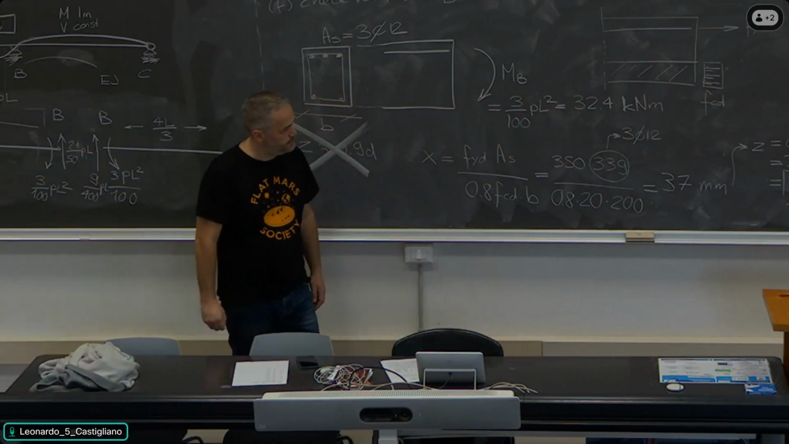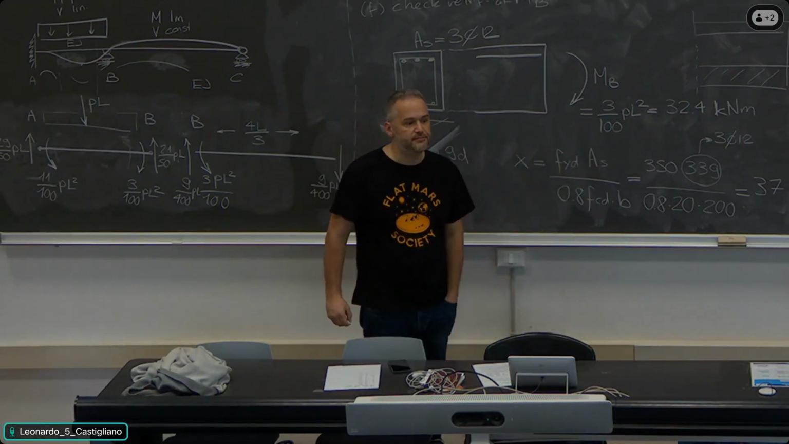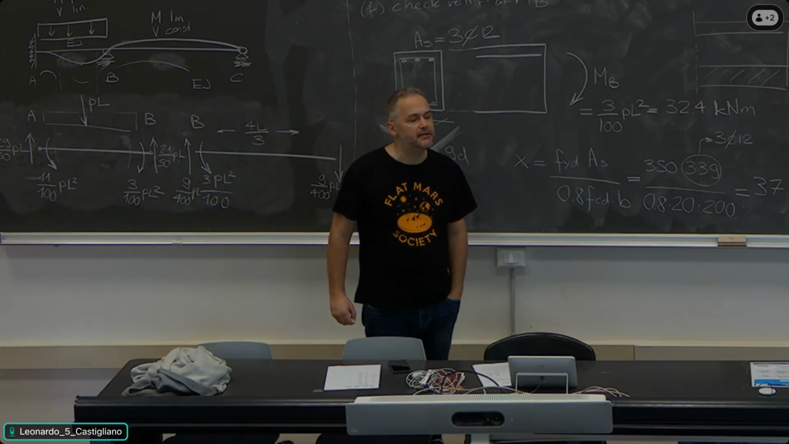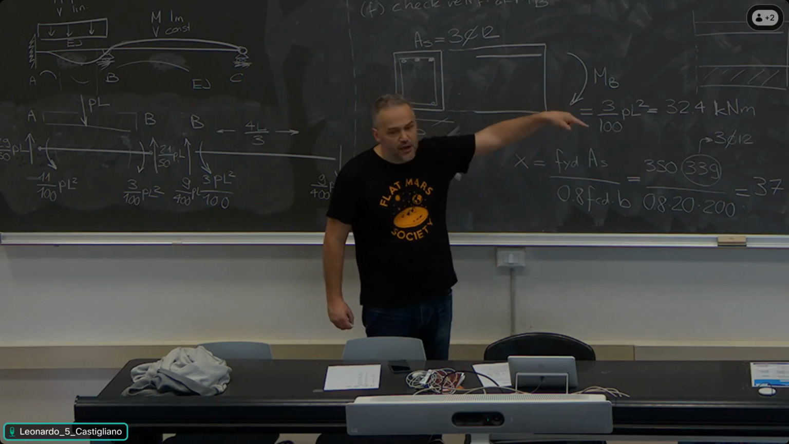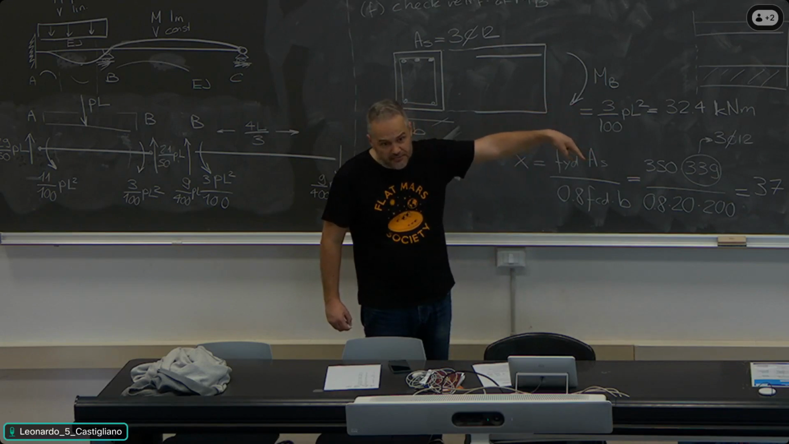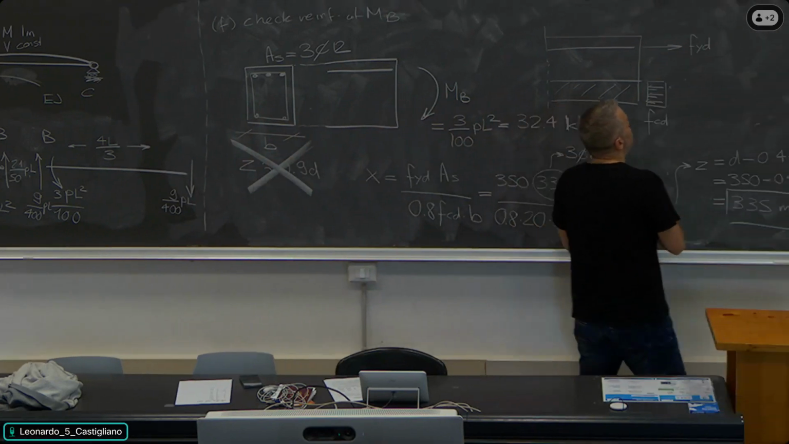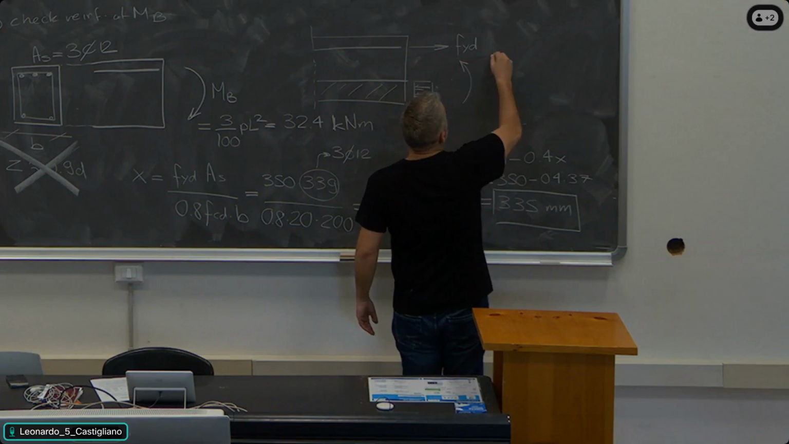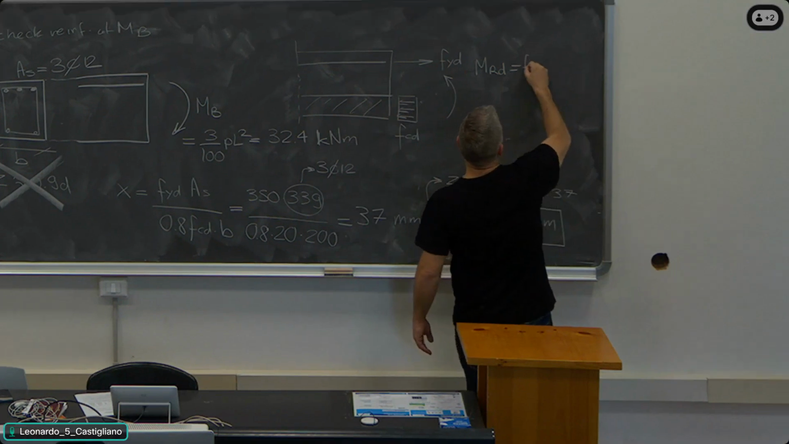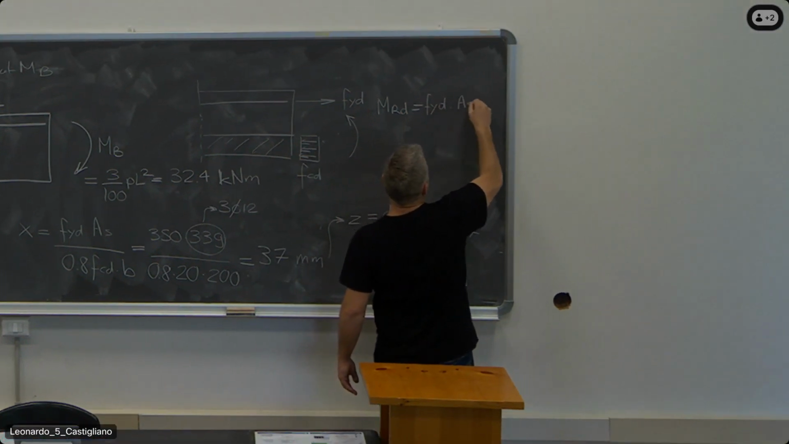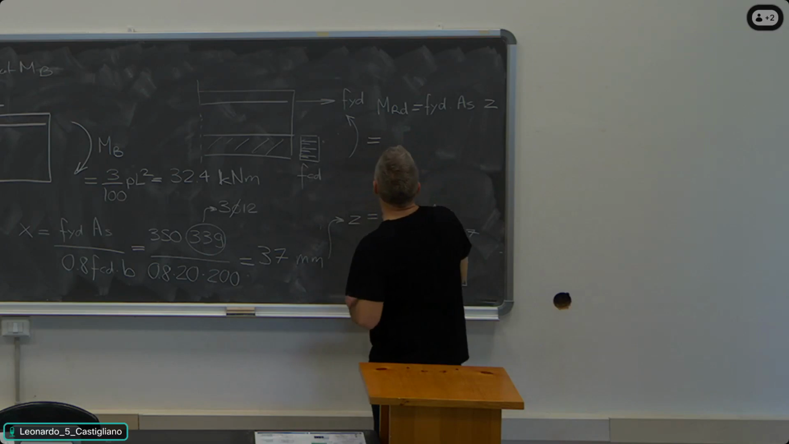Okay? How do I use this? Well, the equation I wrote previously for the design part is still valid if we do a check of the section. The only difference is, in this case, we know exactly how much the internal lever arm is. We don't have to do any approximation. So what are we going to write? We simply write the maximum bending moment, which is the resisting bending moment, given by this distribution, is FYD times AS times Z. What are the numbers?